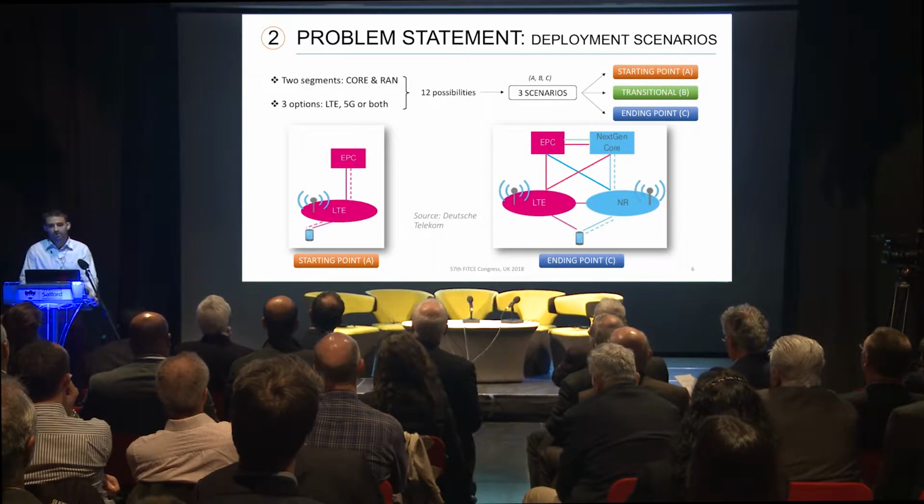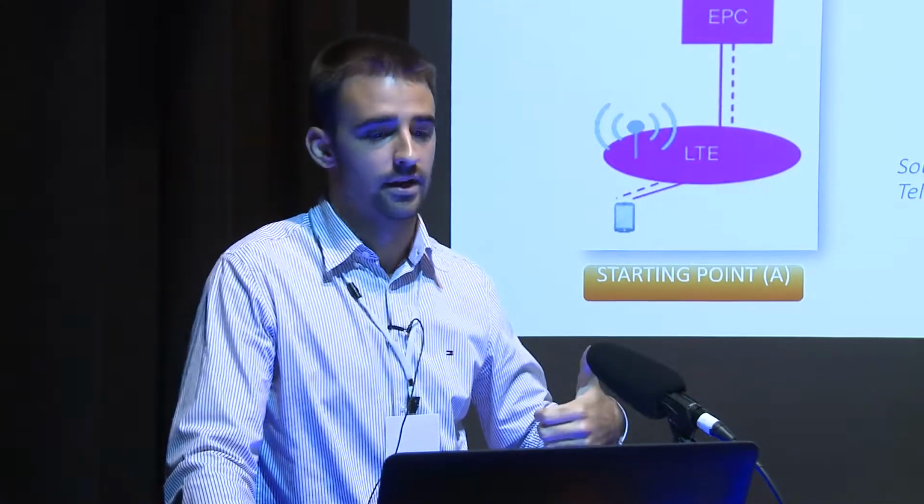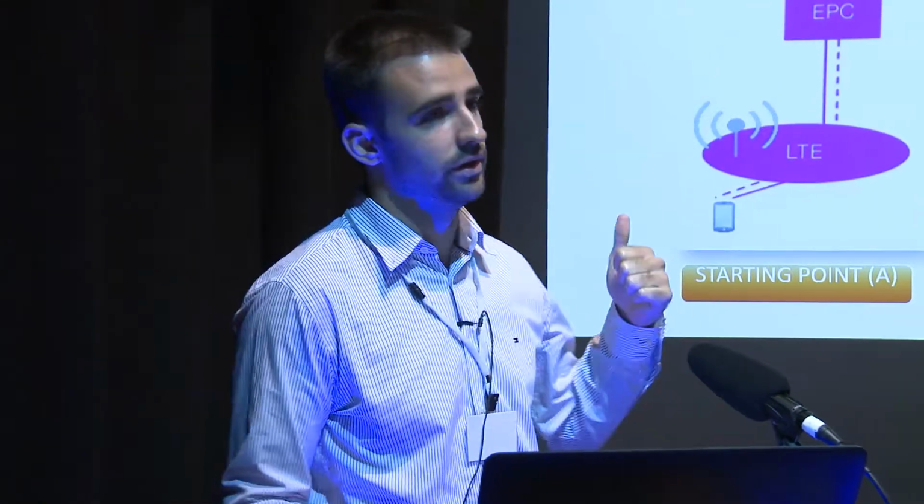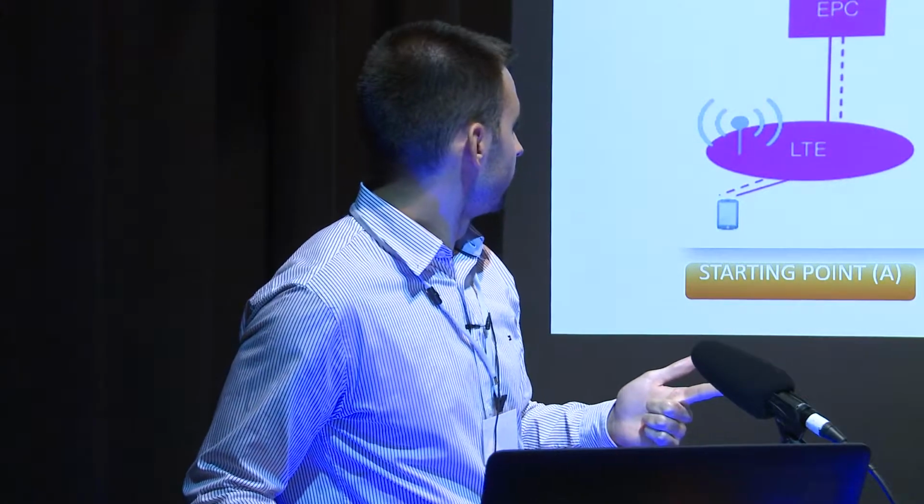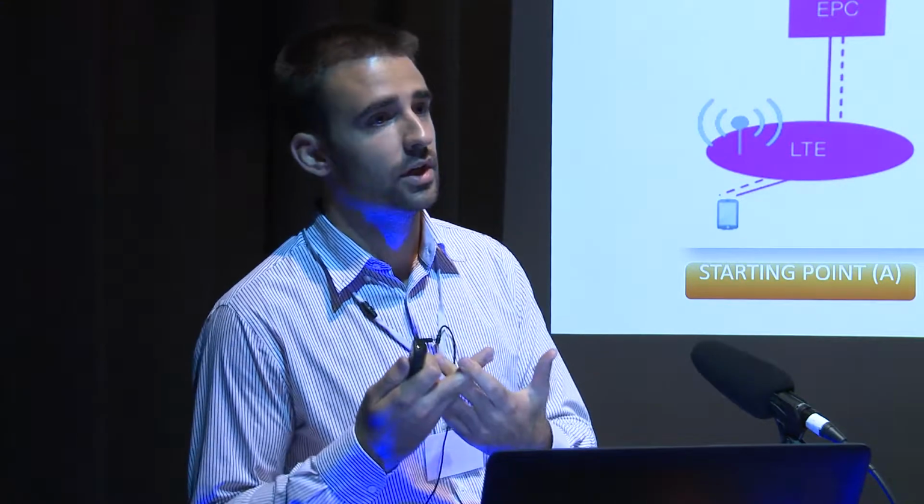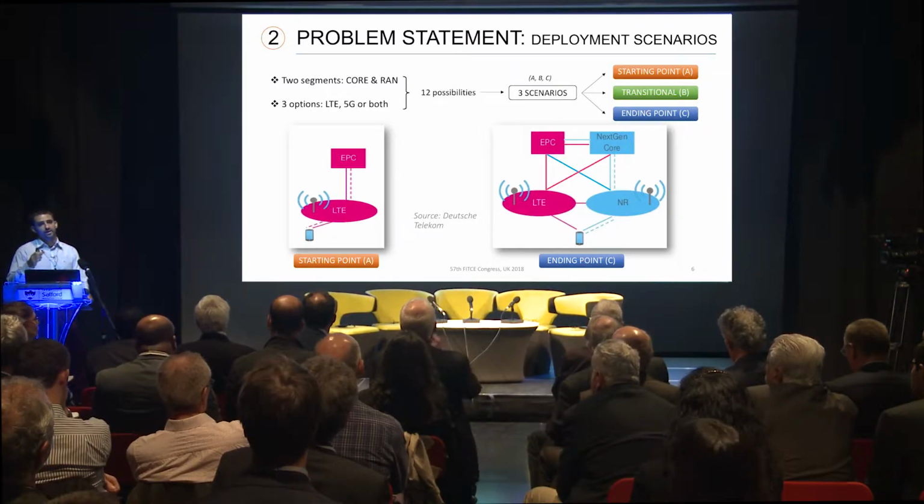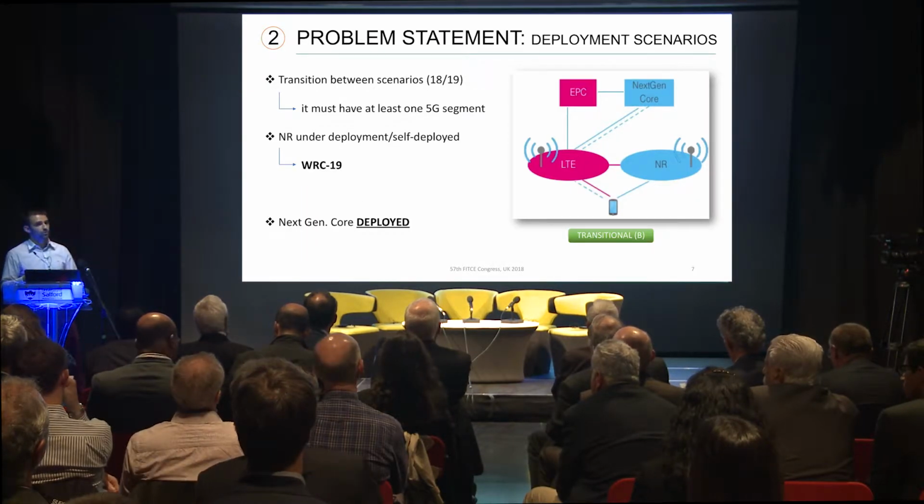On the other hand, I'm going to talk about deployment scenarios. As we have two segments in a network, the core and the radio access network, and we have three options, which are LTE or 4G systems, 5G, or the combination of both, we'll have 12 possibilities, from which I took three feasible scenarios: a starting point, a transitional or middle point, and an ending point. In this picture, we can see the starting point, which is what we have now, an LTE Advanced system with its own evolved packet core and the radio access network. And in the ending point, I assume that we will have the 4G and 5G systems interworking to optimally address each use case. As it was mentioned, we are going to have very diverse use cases, so we will need to optimally use each generation to address, from a technical and an economical point of view, each use case.